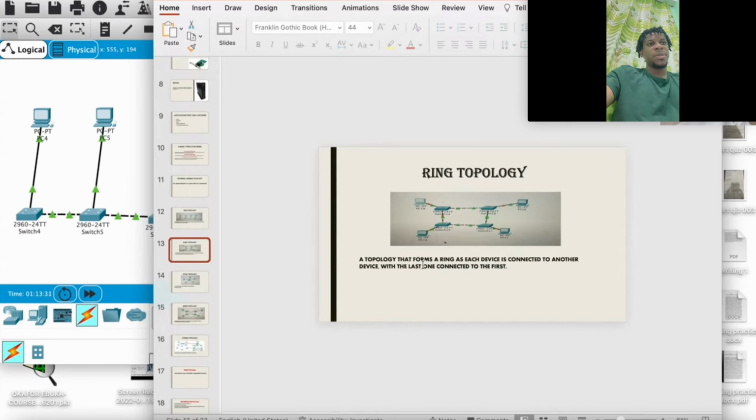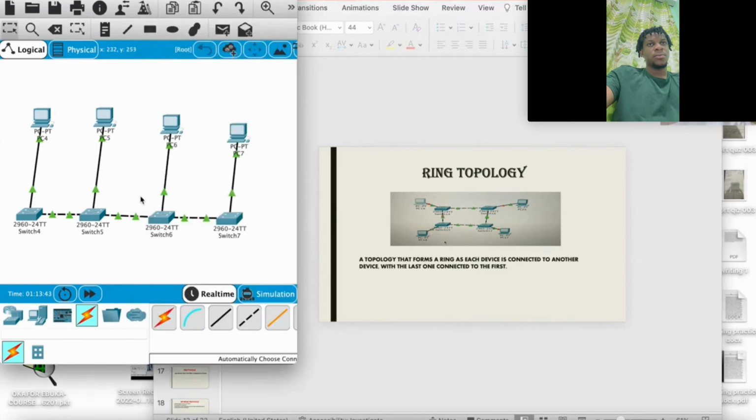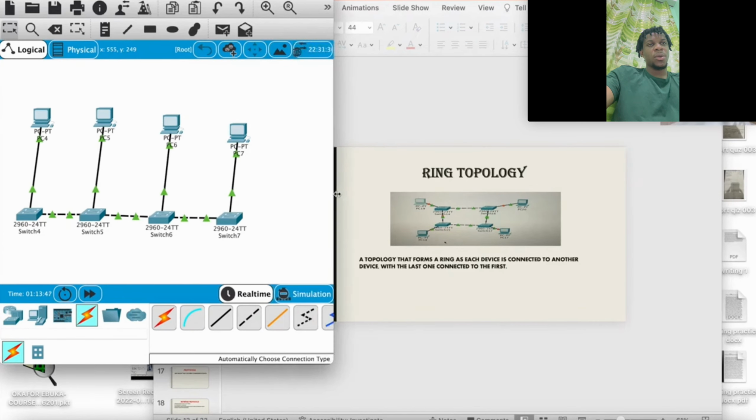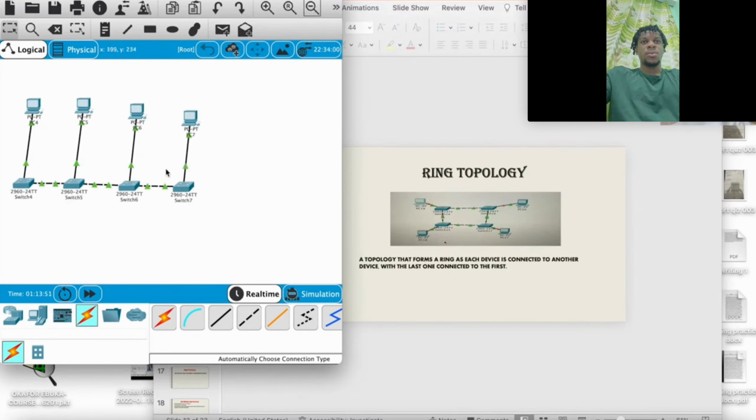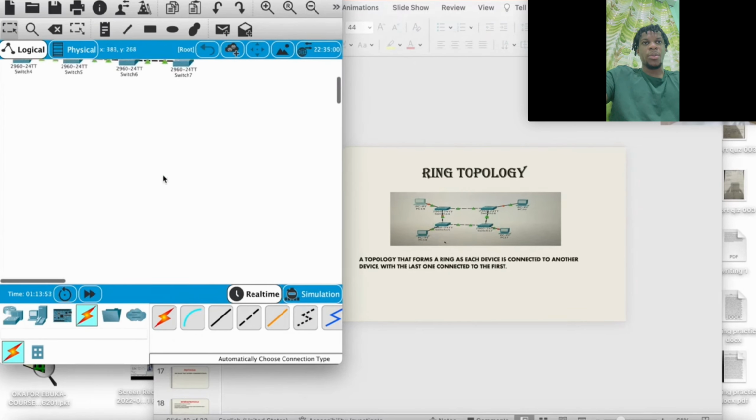Then ring topology. The topology forms a ring as each device is connected to one device, with the last one connected to the first one. We have to make an example of a ring topology.